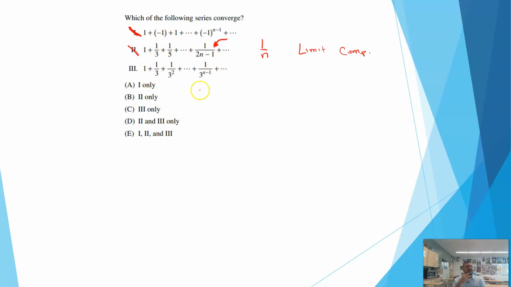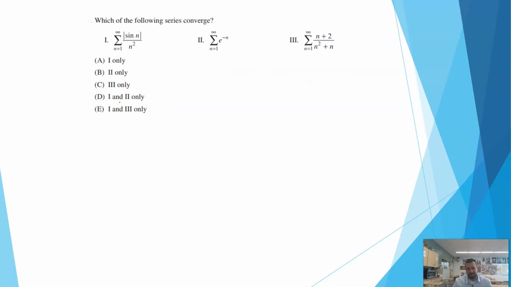The last one is a geometric series, because from one term to the next, we're getting bigger by 1/3, so that's geometric. That is less than 1, my ratio. So I can see that 3 is our only convergent series there.